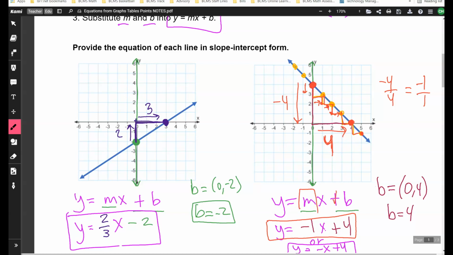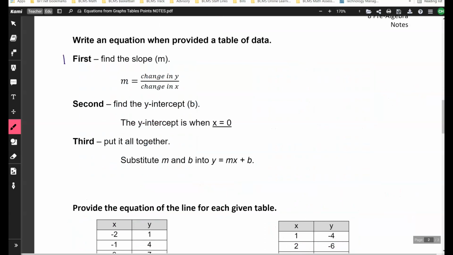Once you know these values, your b and your m, you can rewrite that equation where any y is going to be equal to your slope times x, your m times x, and then plus or minus your y-intercept.